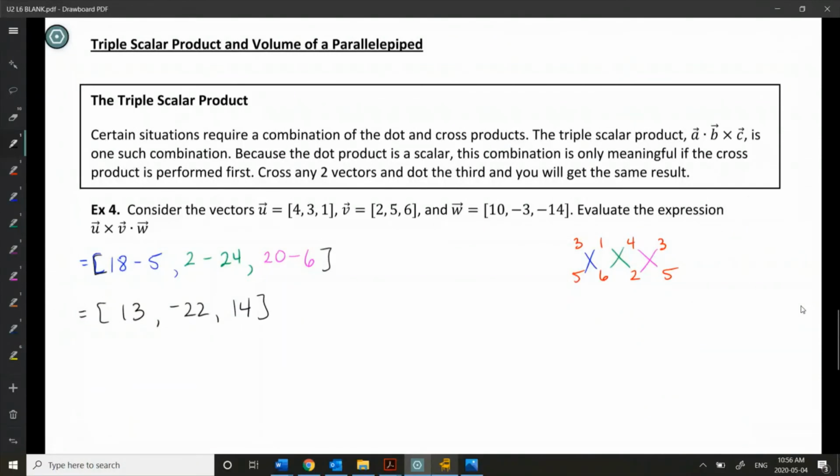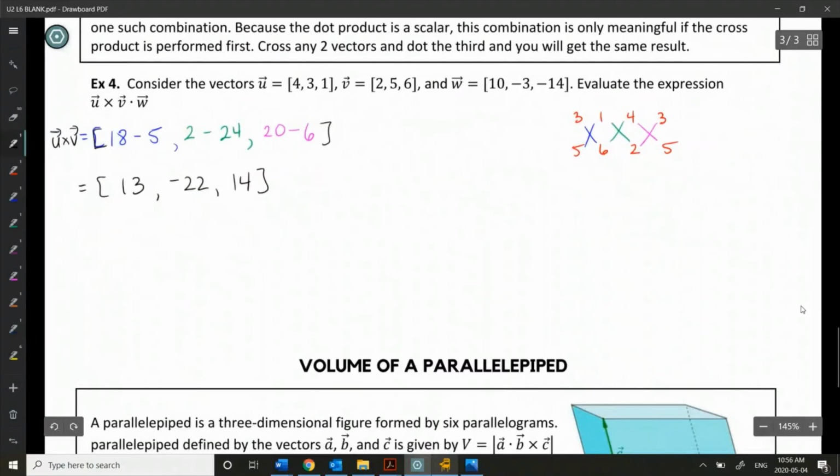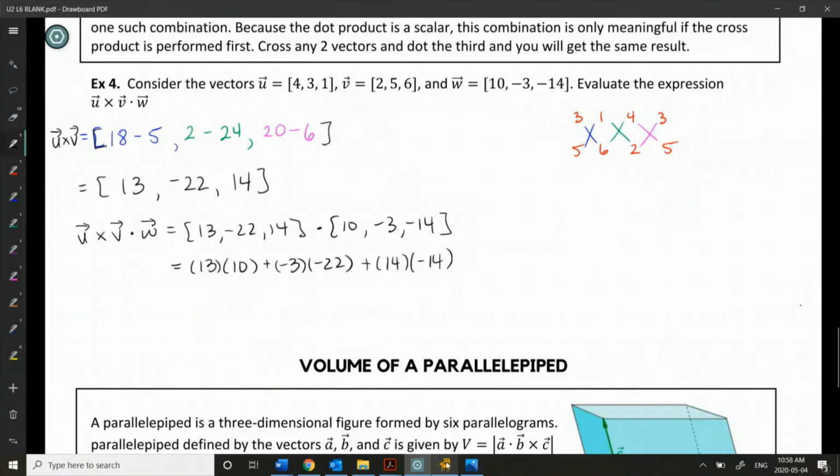Now, that was just, I guess I should have labeled that u cross b. Now in order to do the triple scalar product, we're going to do u cross b, now dotted with w. So that's going to be the vector that we just found, dotted with our w from above. All right, so there's our dot product, and then we'll just take a second to calculate it. And you should get 0.